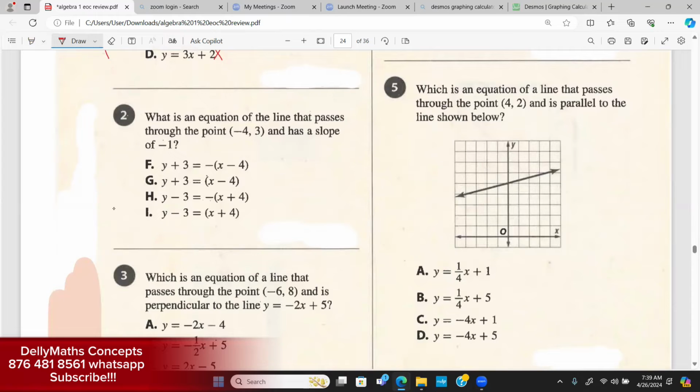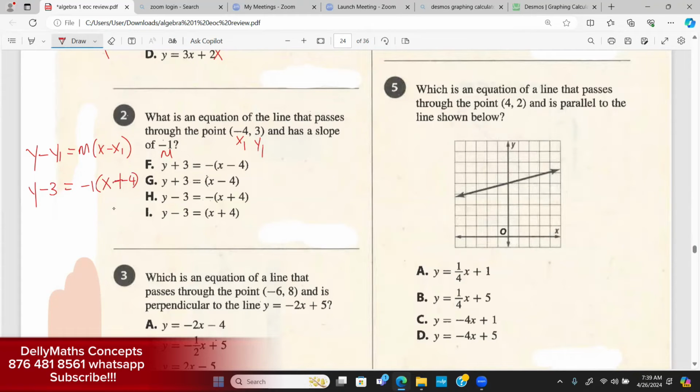What is an equation of the line that passes through the point negative 4, 3 and has a slope of negative 1? Now, all I'm going to do is set this up into point-slope form. Remember, it says y minus y1 is equal to m, which is my slope, times x minus x1. Now, label these. This is x1, this is y1. We're going to put them in. What is my slope? This is my m. So y minus y1, that is 3, is equal to m, which is negative 1, and then x, and then minus minus 4. So this becomes plus 4.